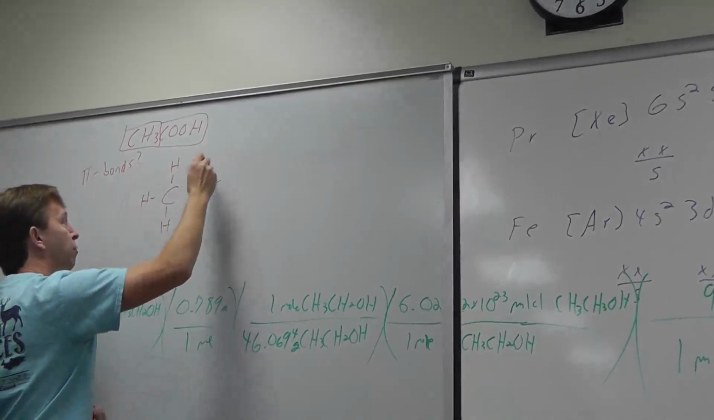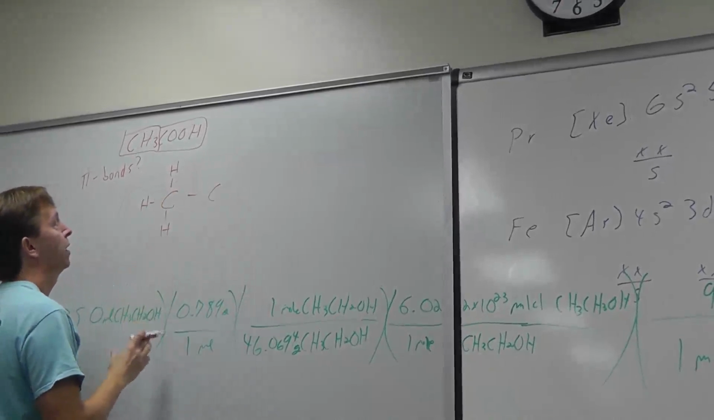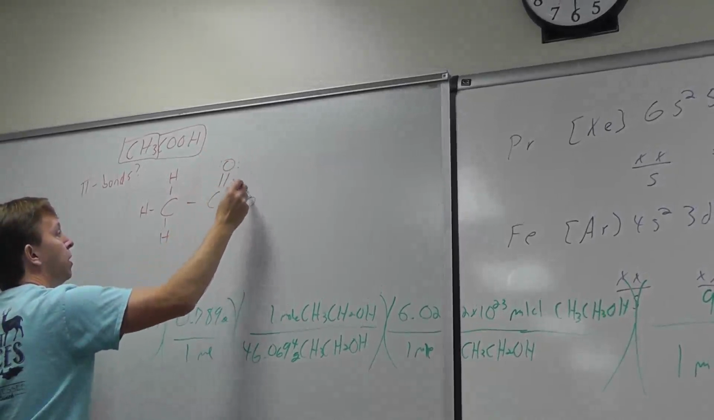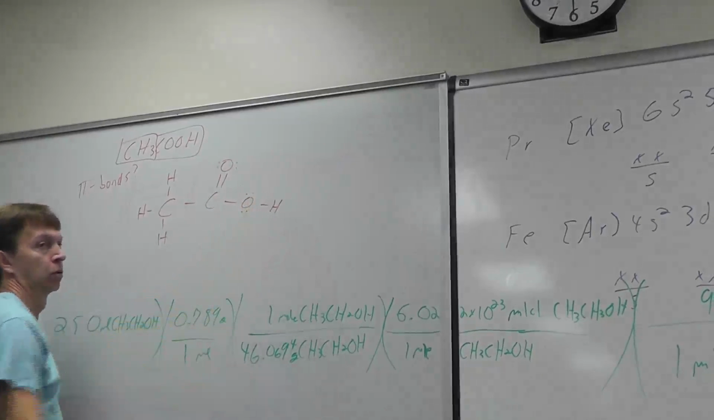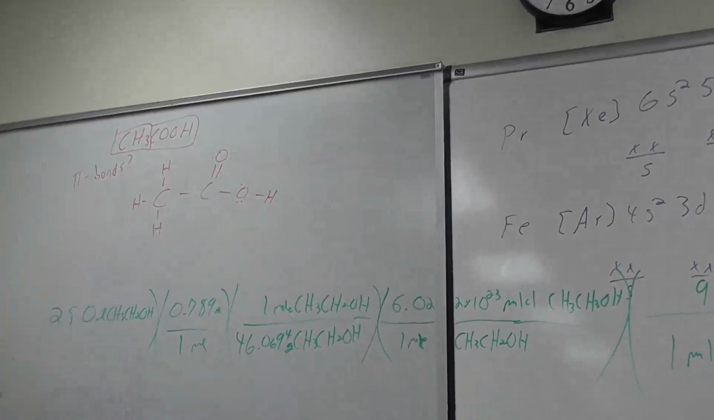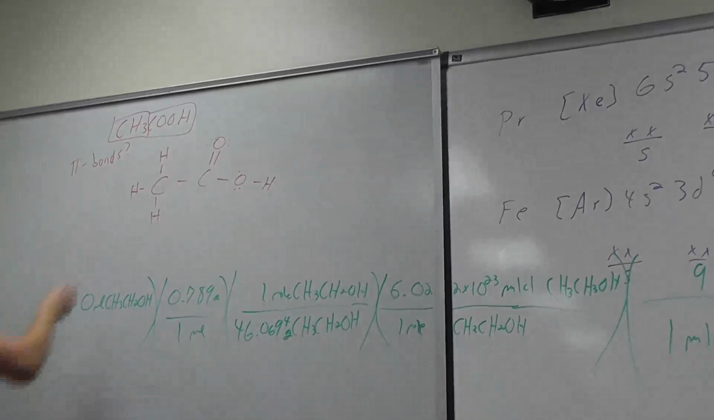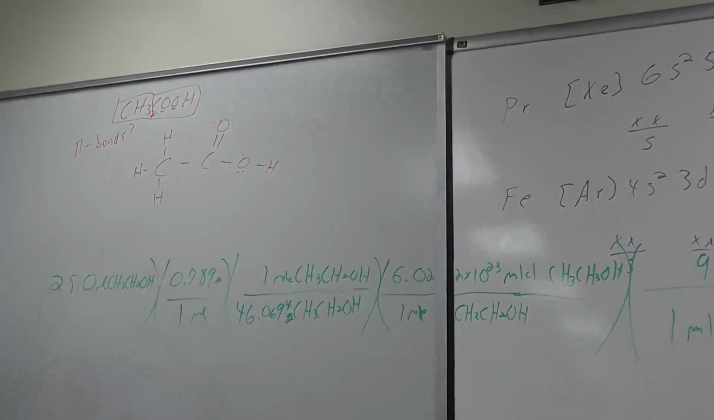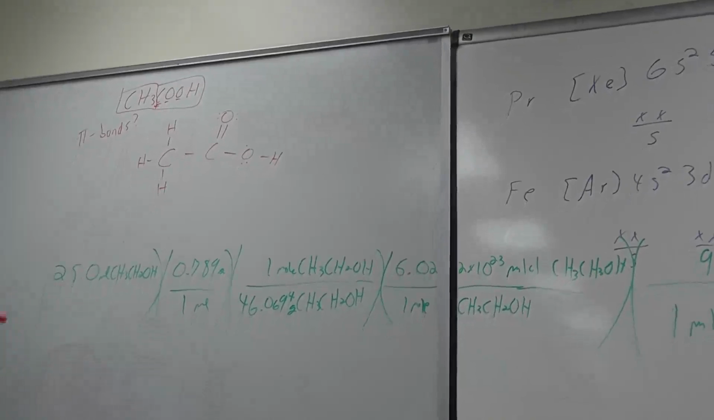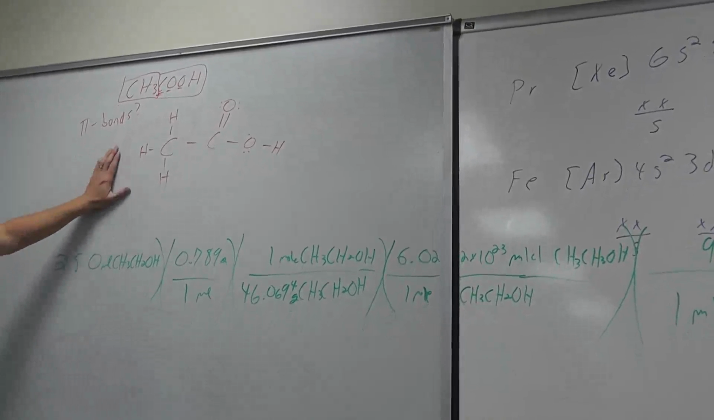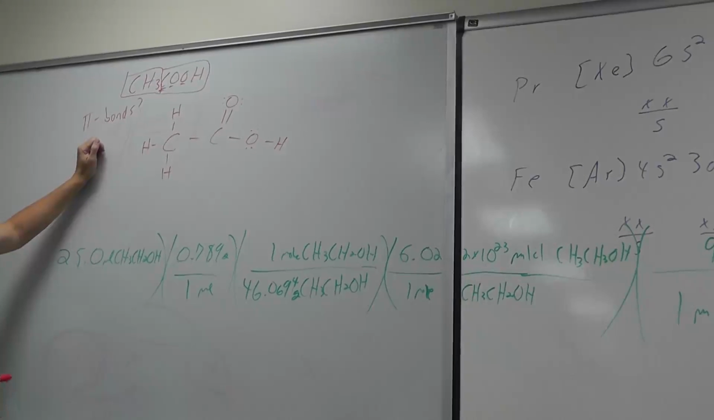But in order to get every element its preferred number of bonds, you're going to end up with this. Because that way the carbons have 4 bonds. Both of these oxygens are on the same carbon. All the oxygens have 2 bonds, and so forth. This would be your structure. How many pi bonds? 1.